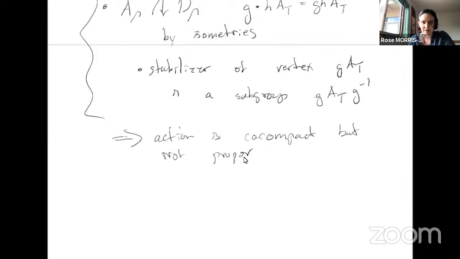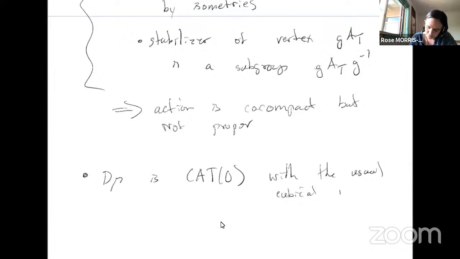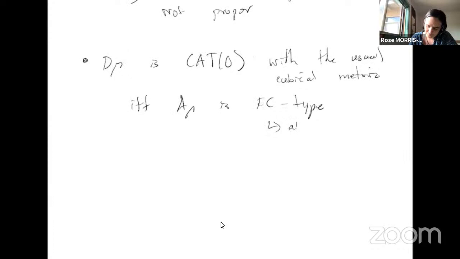All right. Okay. The other thing, now we have a group acting on the space. We want to know, does this space have any sort of hyperbolic conditions? So D Gamma is CAT(0) with the usual cubical metric. I'm assuming that all of my cubes here are actual genuine interval cross interval cubes. If and only if A Gamma is FC type. So let's remember, this means all clique subgroups are finite type.